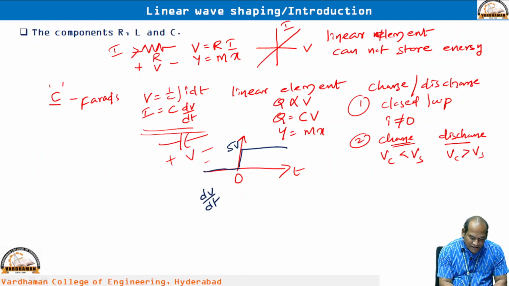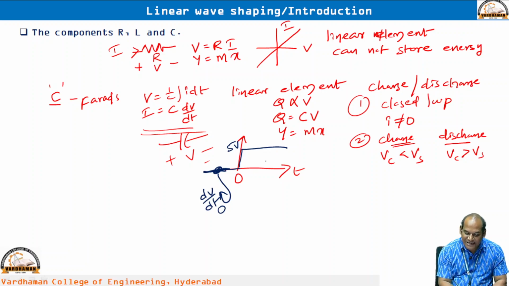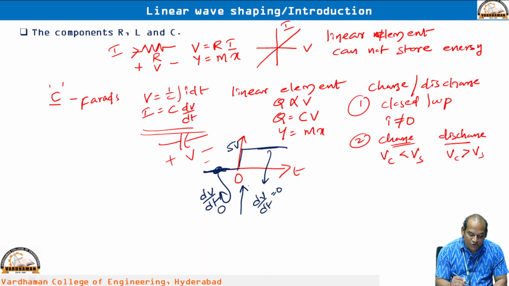If you calculate dV by dt at this particular portion, you will get 0, because there is no change in voltage with respect to time, it is 0 volts only. So, 0 is a constant, and the derivative of a constant with respect to time is 0. On the right side also you have 5 volts, so if you calculate dV by dt, again you will get 0 with respect to time. But if you calculate dV by dt exactly at t is equal to 0, observe what is happening.